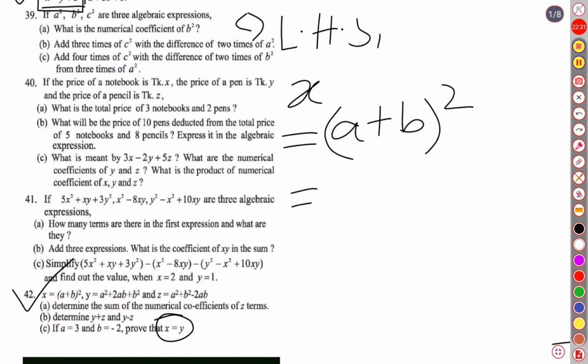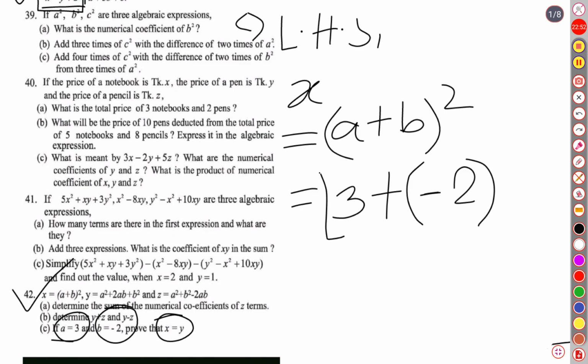What is the value given for a? A is equal to 3. Look here, it's written a equal to 3, whereas b equal to negative 2. So we are going to write a equal to 3 plus b is equal to negative 2. Okay, then as there are two symbols getting together, we'll have to isolate them using this bracket.